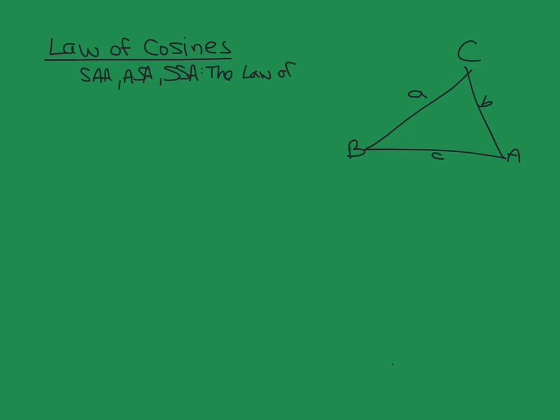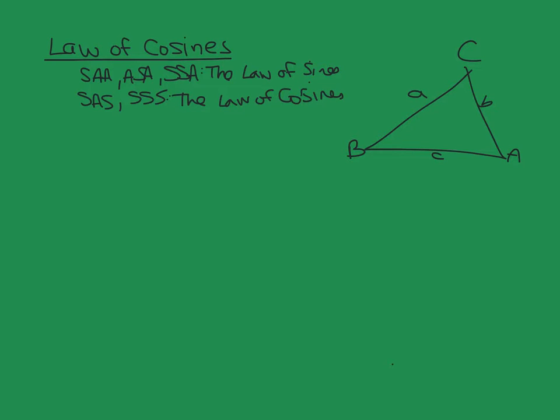Now, the law of cosines is going to work well when you have a side angle side, or if you have all three sides. So those ones you're going to be using the law of cosines. And if you don't remember these, that's fine. Basically what's going to happen is if you try to use the law of sines on one of the other two cases, it's not going to work. So you'll realize that you need to use the law of cosines anyway.